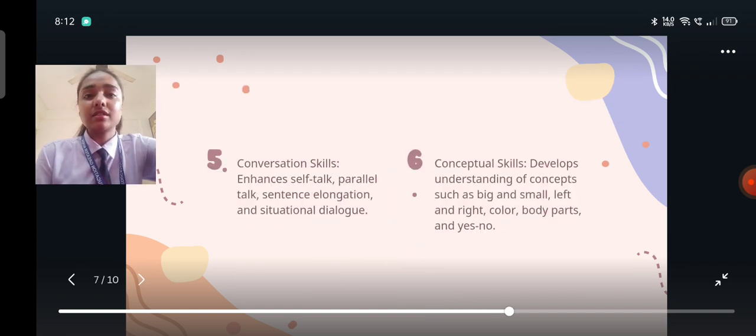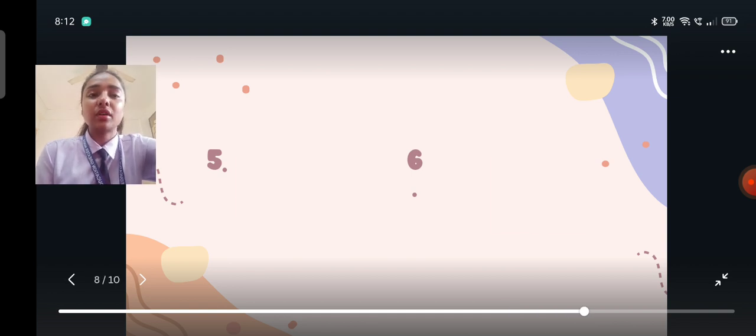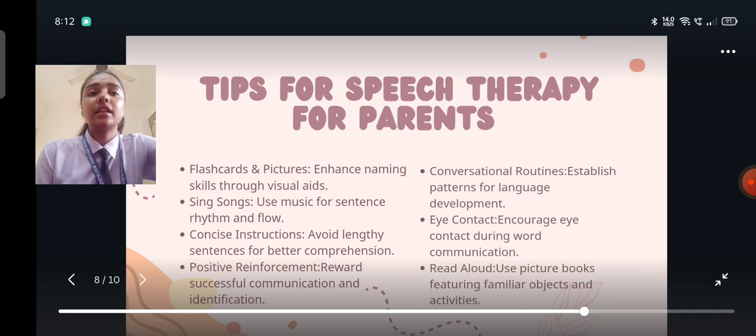Next is conversation skills. Enhances self talk, parallel talk, sentence elongation, and situational dialogue. By this, we can improve our communication skill. Next is conceptual skills. Develops understanding of concepts such as big and small, left and right, color, body part, and yes or no. Now, we will move towards tips for speech therapy for parents.